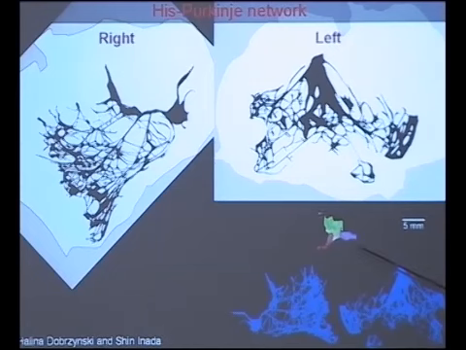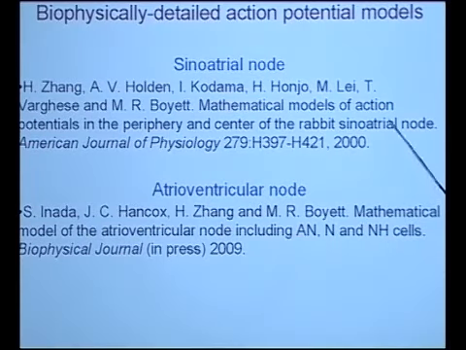Well, here are the left and right Purkinje networks, and already we're beginning to use these to compute action potential conduction. Here we've used the cellular automaton model, and you can see slow conduction through the atrioventricular node, followed by very rapid conduction through the His-Purkinje networks.